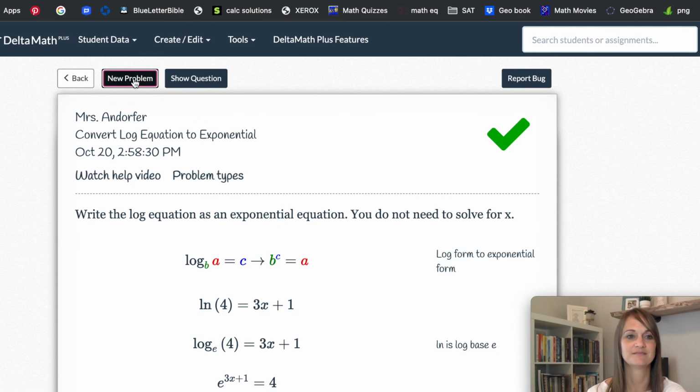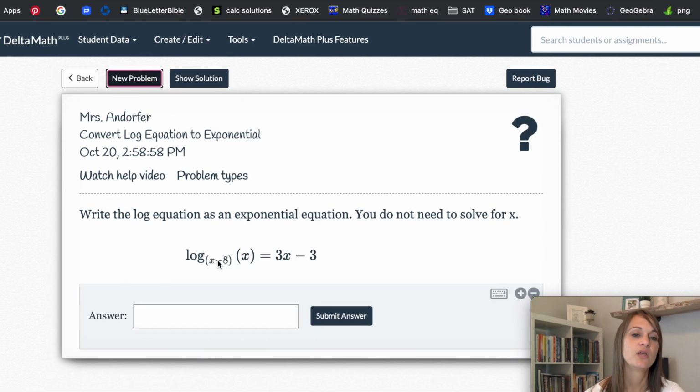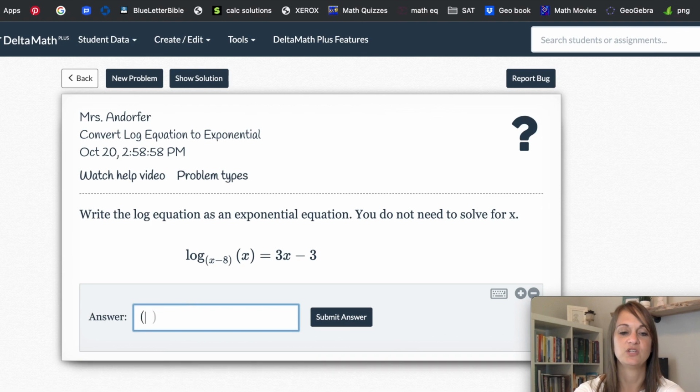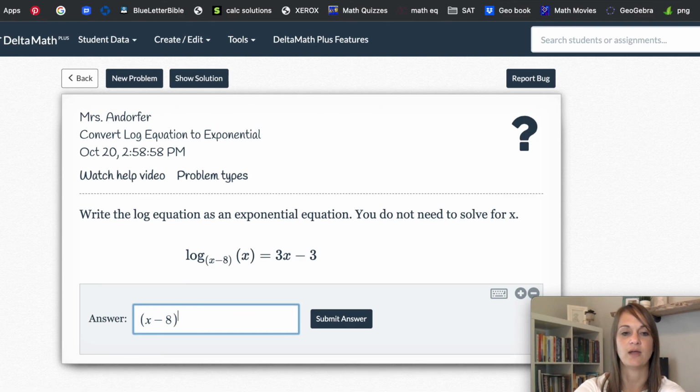And it worked. Last one, we have a base, which is x minus 8, and that is being raised to the outside number, which is 3x minus 3, and that whole thing should equal the inside, which is x.